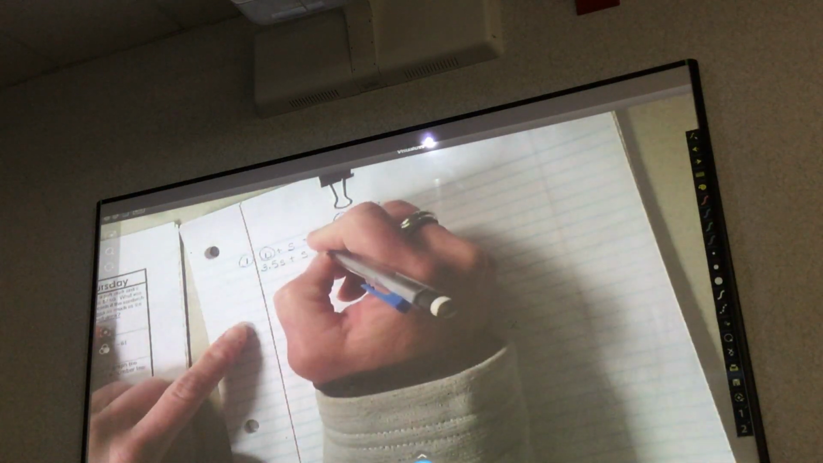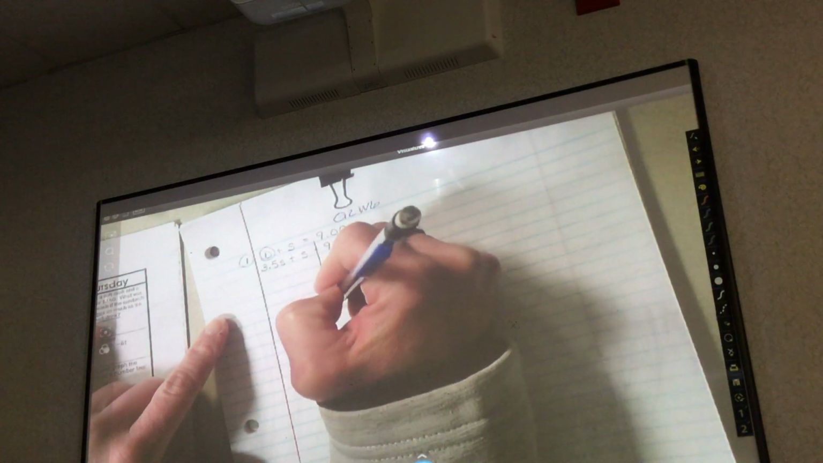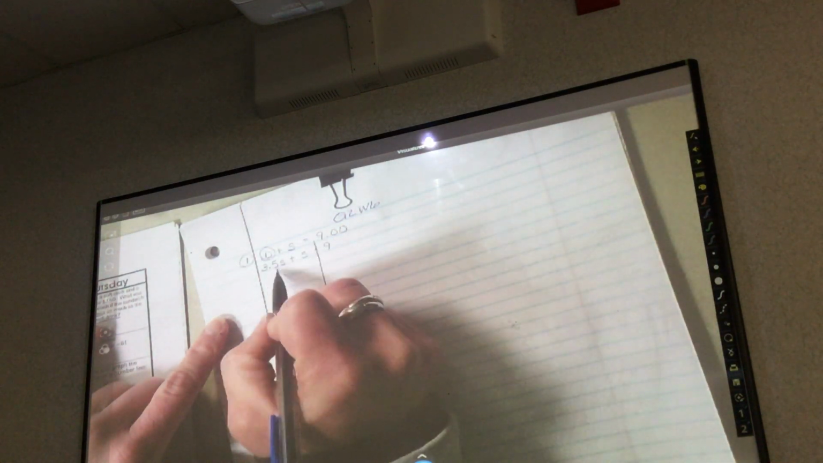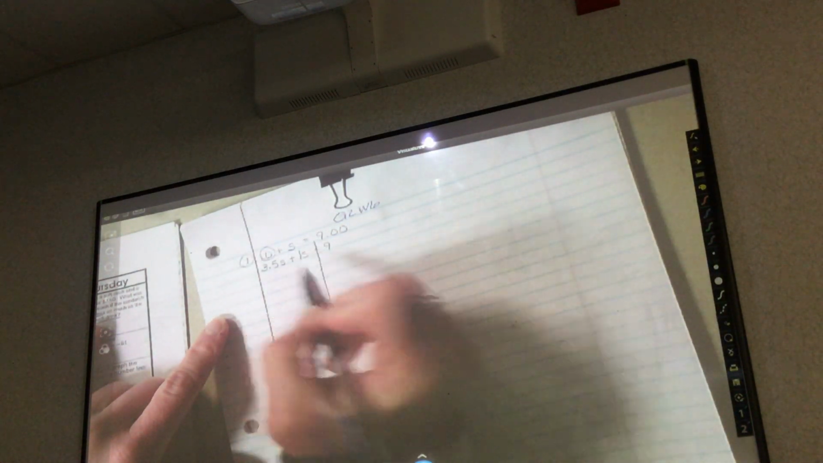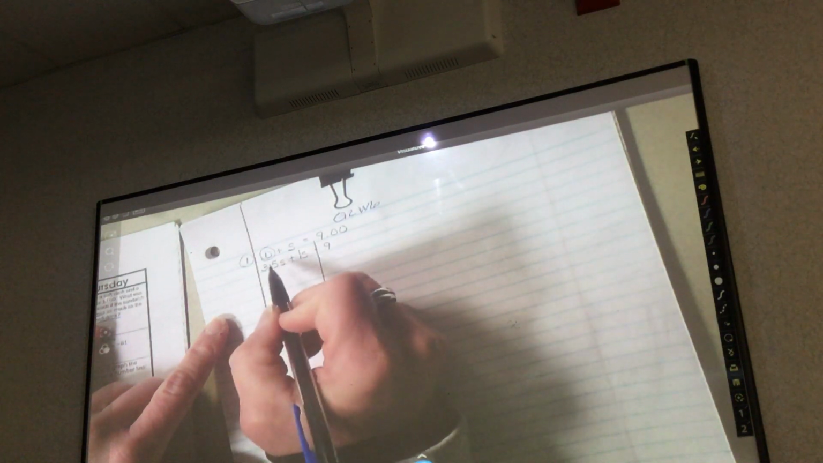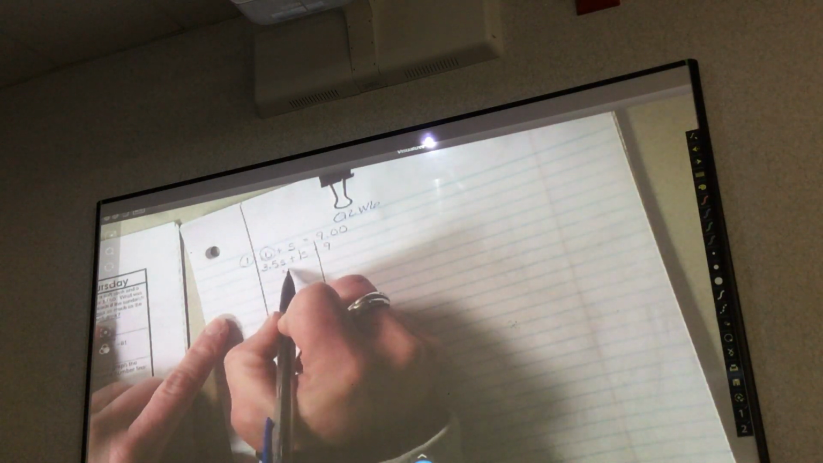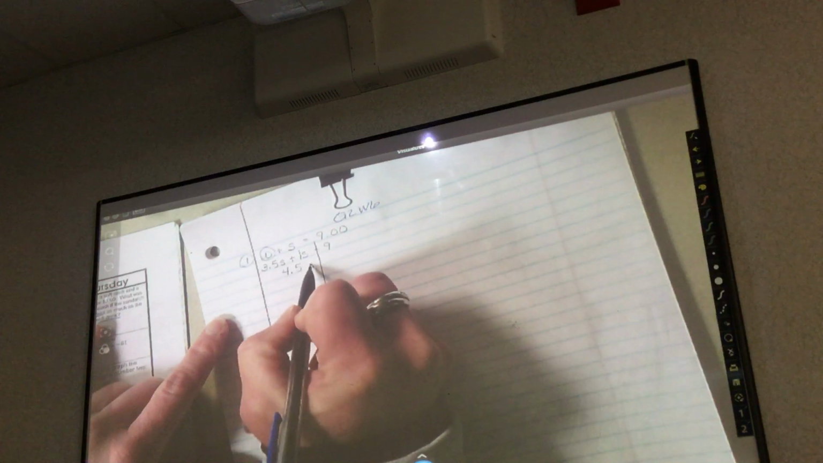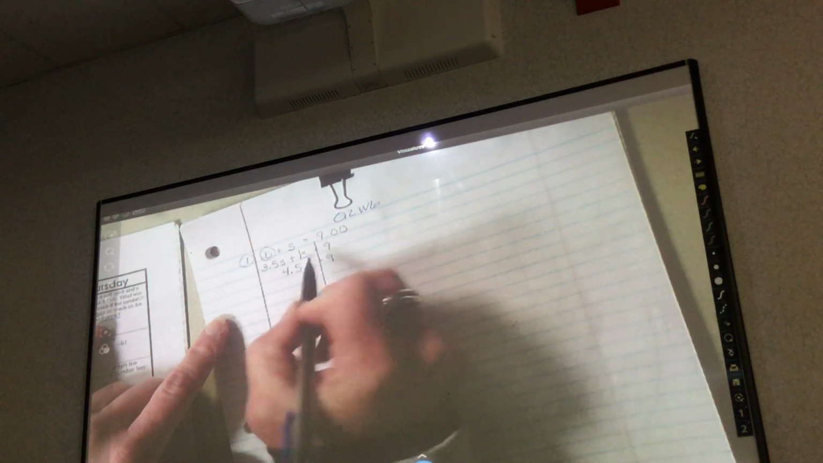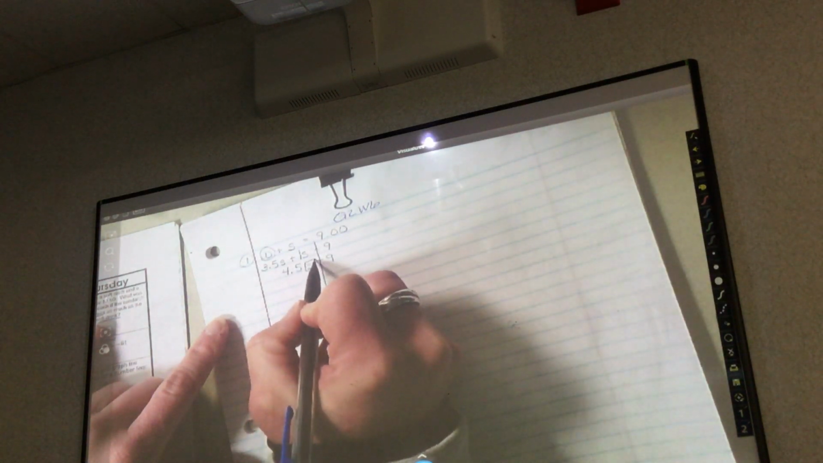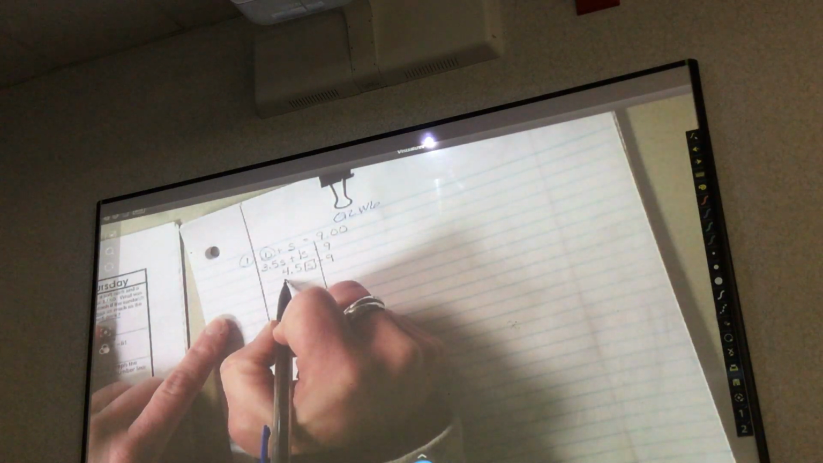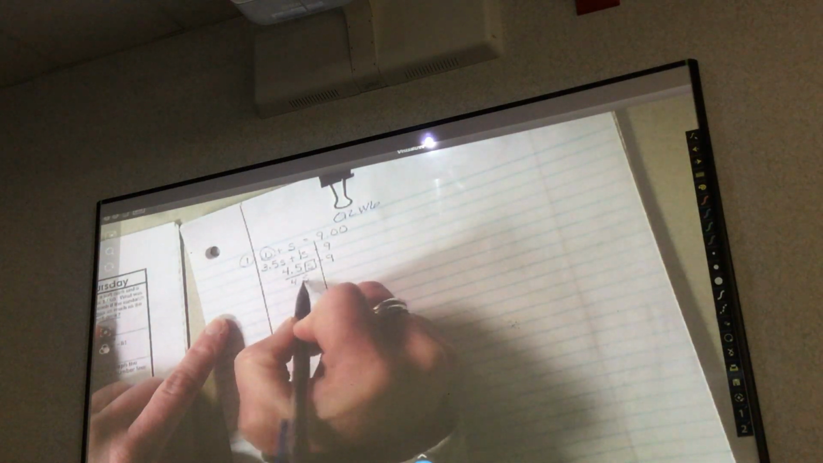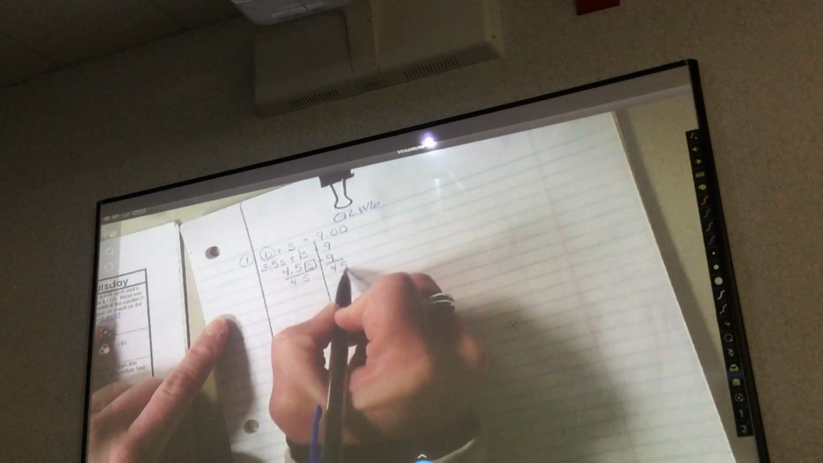Now we can just solve it. Draw my line. I'm going to add these two together. This is like 1S, right? So what's 1 plus 3.5? So I have 4.5S equals 9. How do I get rid of my S? Divide by 4.5. So I'm dividing both sides by 4.5.